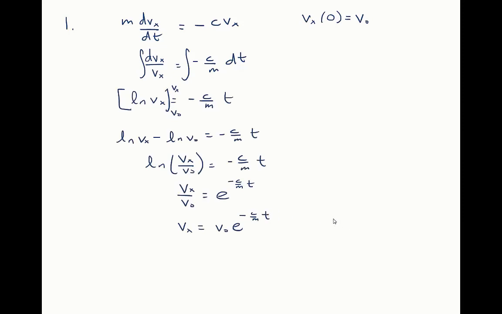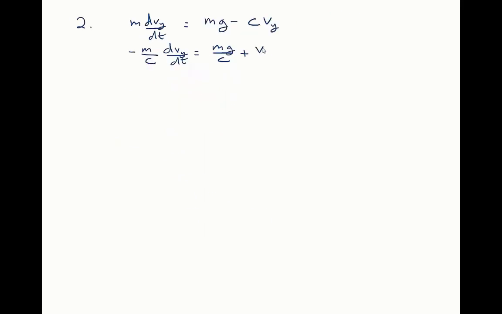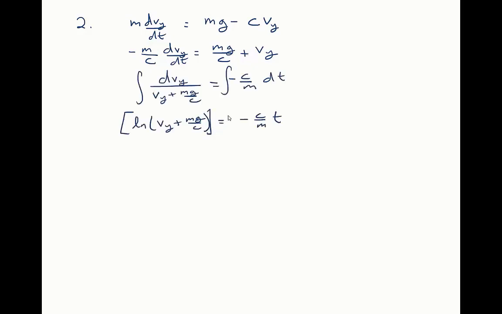Okay, there's v of x as a function of t. Let's do number 2. So I've gone ahead and divided the whole thing by minus c because I don't want anything attached to my vy. Now in the y direction, our initial velocity is 0.